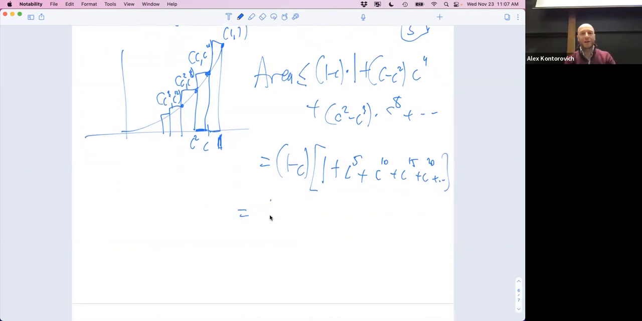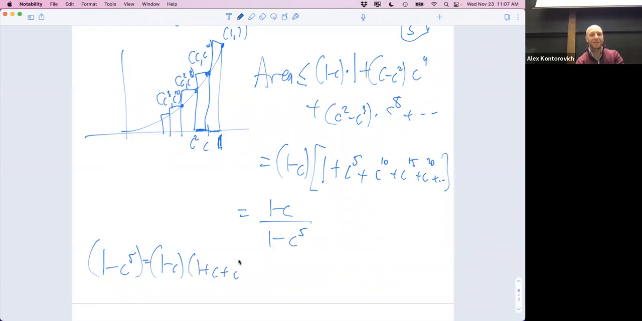Just like before, we would get a 1 minus c, and this all sums to 1 minus c to the 5th. By the way, 1 minus c to the 5th factors as 1 minus c times 1 plus c plus c squared plus c cubed plus c to the 4th. If you multiply all this out, exactly in the same way, you get a telescoping sequence, except there's a first and last term remaining. That's what Fermat did. He didn't know L'Hopital's rule, obviously. So this expression is equal to 1 over 1 plus c plus c squared plus c cubed plus c to the 4th.